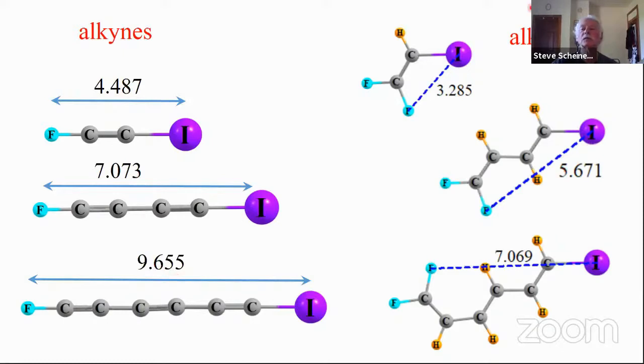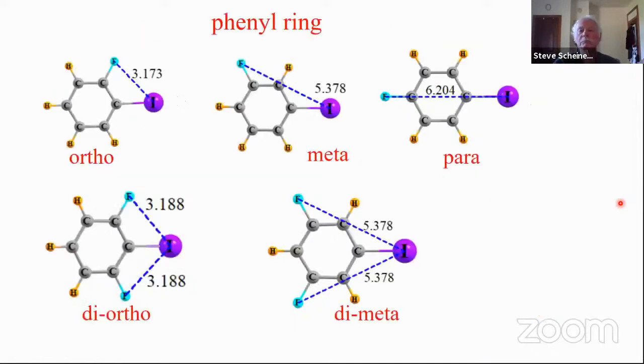Another set of systems we're looking at are the alkenes, where there are double bonds, one double bond, 2 or 3. And here are the distances. So we're moving the substituent further and further from the I in terms of number of bonds away, as well as actual distance.